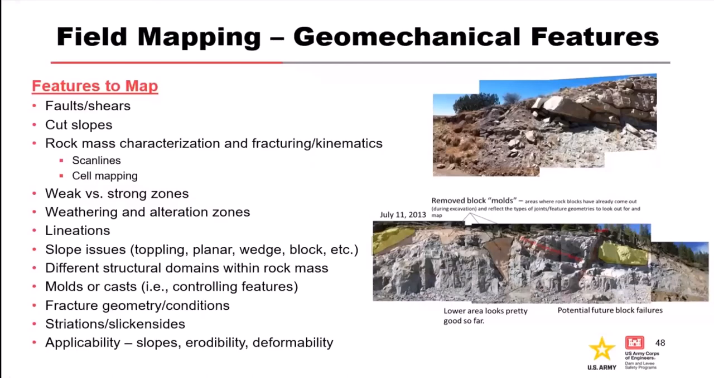One thing that's really important in my mind, if we're doing a rock mechanics evaluation, is to look for what are called molds or casts. These are features where in a cut slope, you can see blocks have already come off the slope and they are controlled probably by joint sets, joint features. Those joint features probably exist at small scale, and may exist at a larger scale that might inform something like a stability analysis. So how blocks come off a slope probably reflects a potential larger scale issue. So keep that stuff in mind. Slick and slide, that sort of thing.